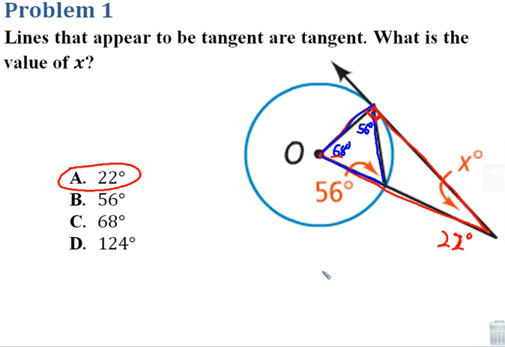Again, big thing from this problem is that when we have tangent lines, we know we have that right angle with the circle.